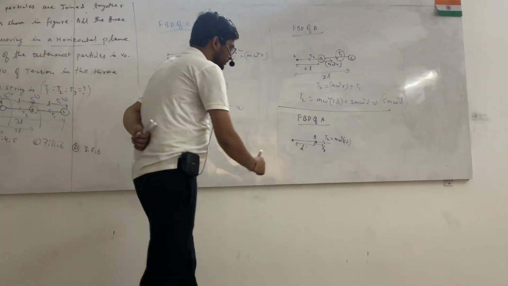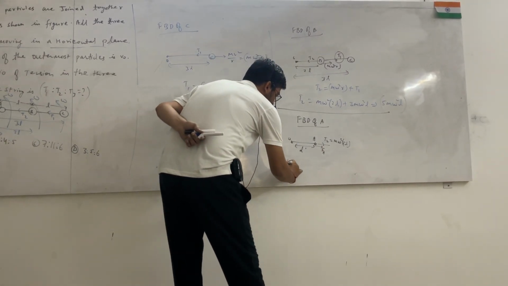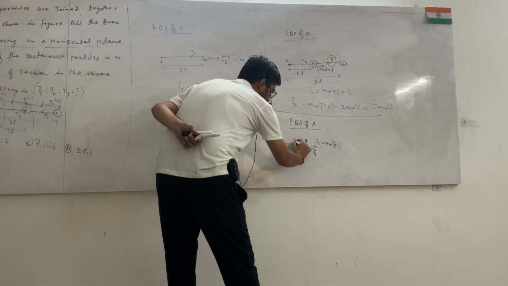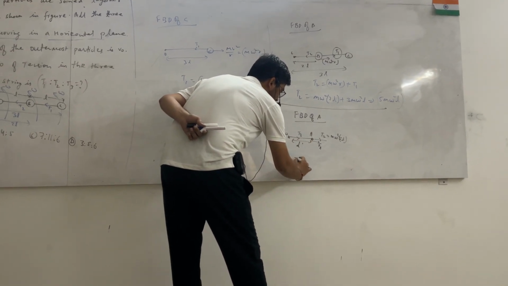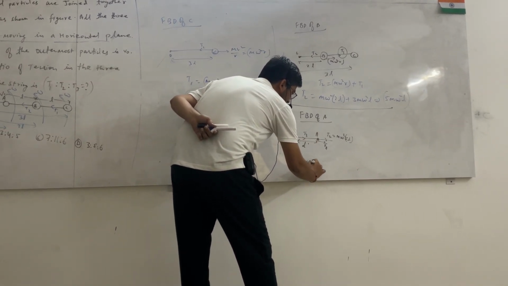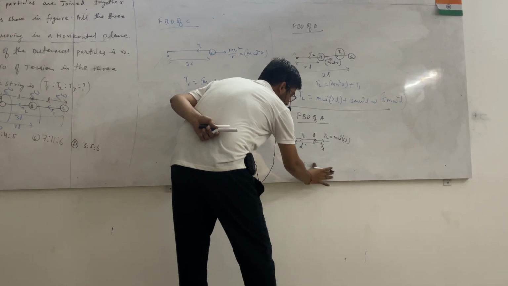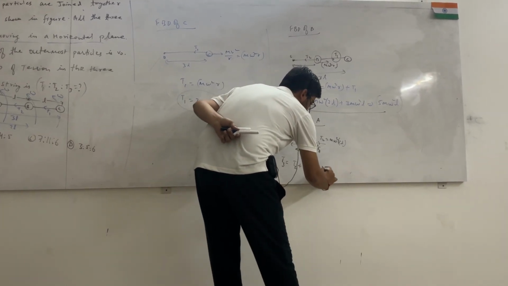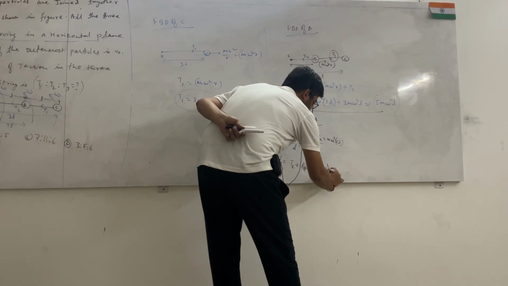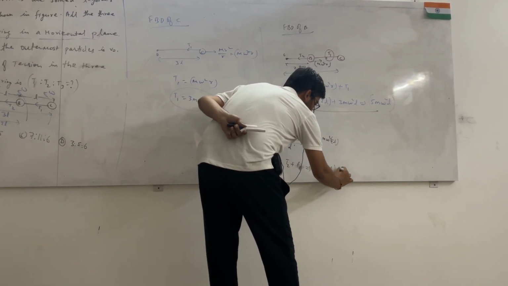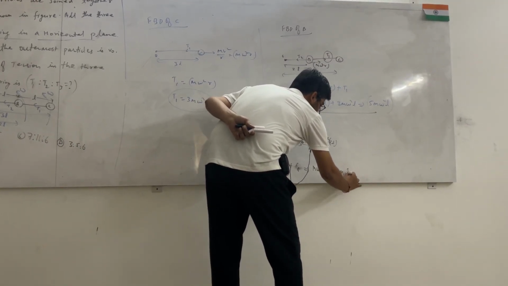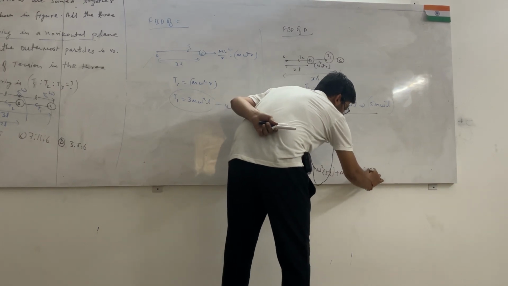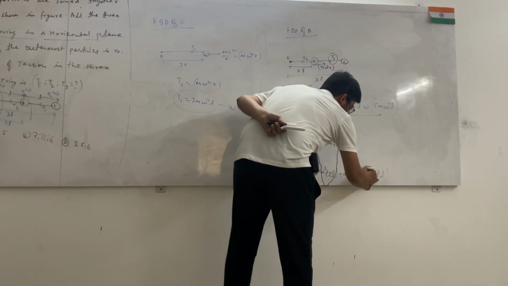So if we are talking about the particle A, T3 is equal to T2 plus Fa, that is m omega square into 5L plus m omega square L, that is 6m omega square L.